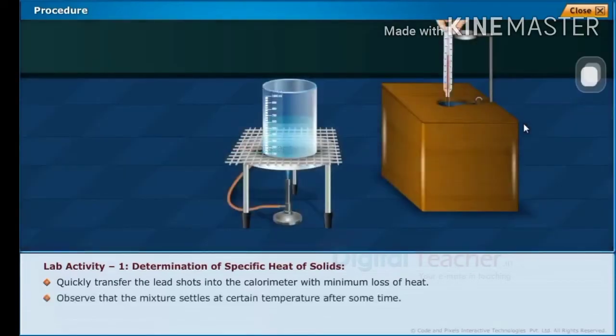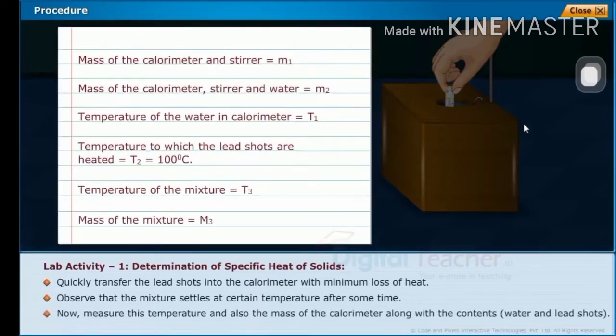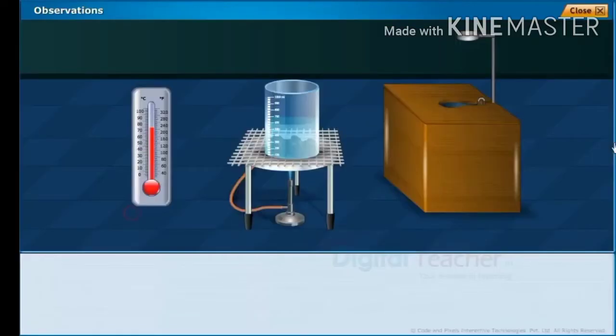Observe that the mixture settles at a certain temperature after some time. Now measure this temperature and also the mass of the calorimeter along with the contents, water and lead shots. Observations.